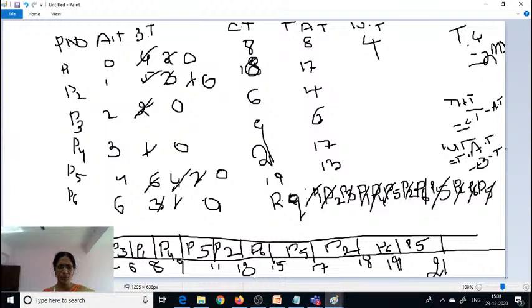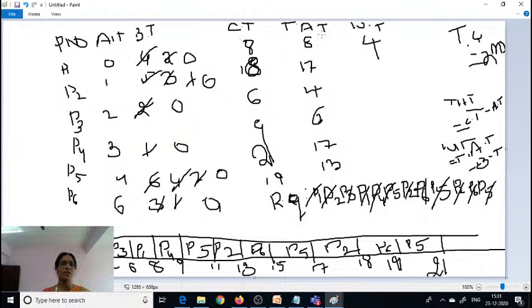When does it complete? It completes at the 8th millisecond. So the turnaround time is 8, which is the waiting time in the ready queue plus how much time the process is in the CPU for execution. That means how long it is in the ready queue, and how long it executes in the CPU.